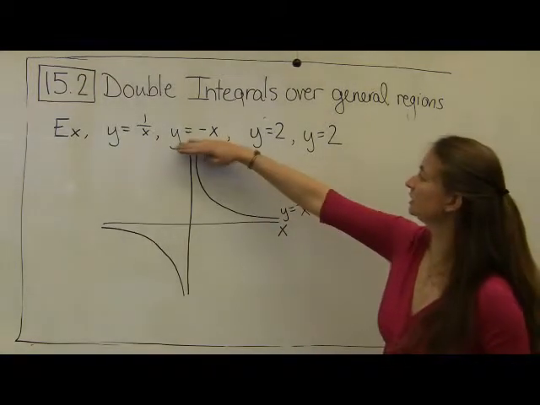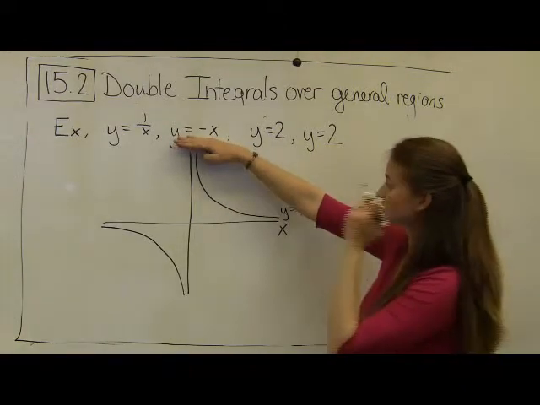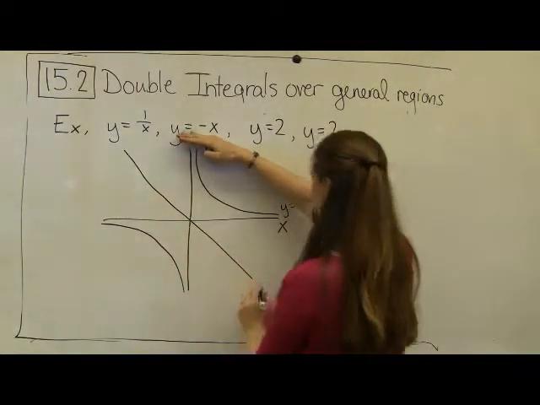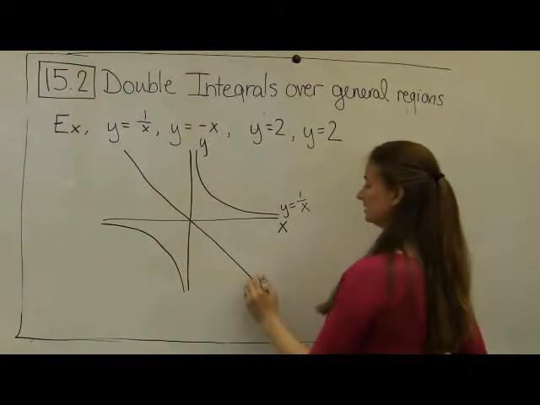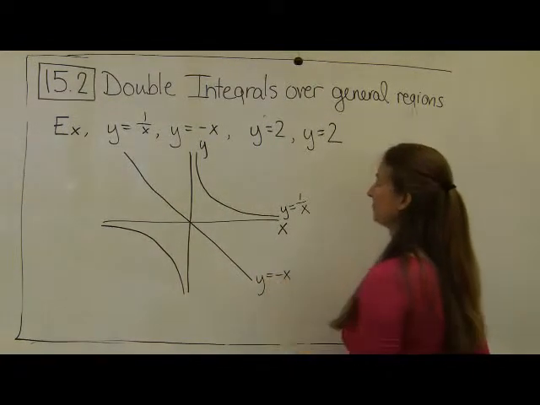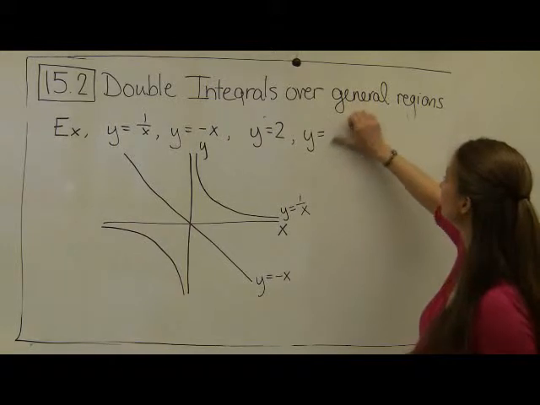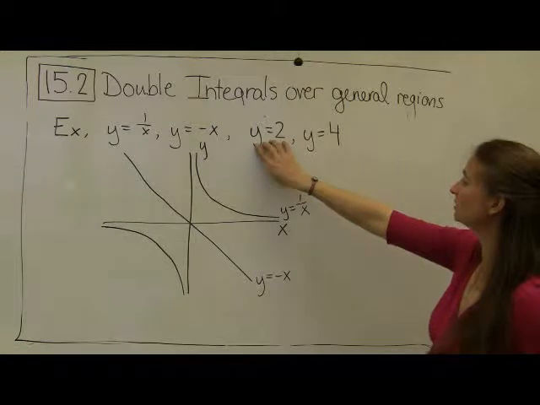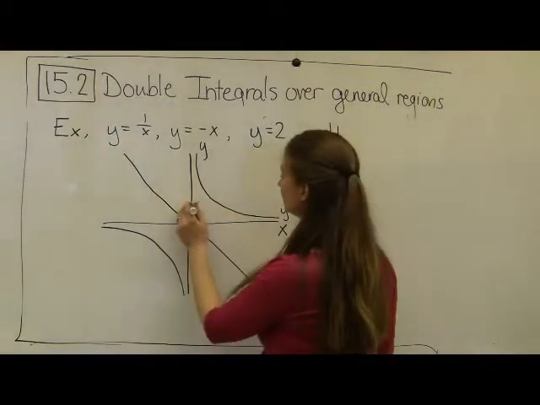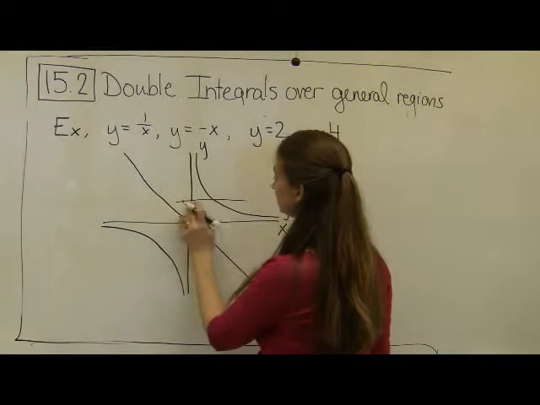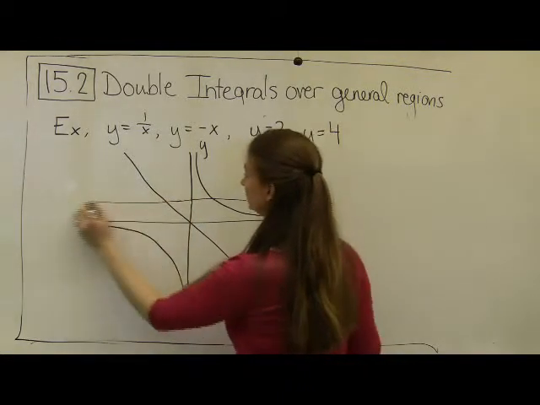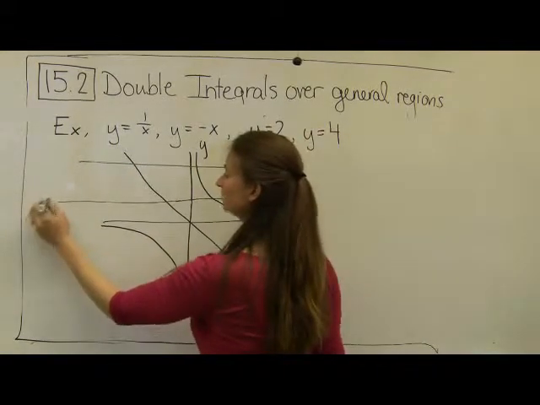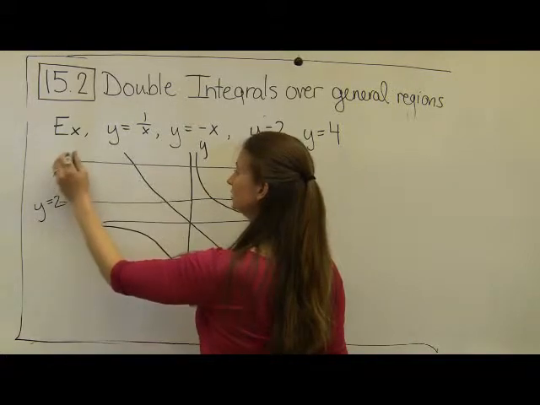I have another function right here given by y equals negative x. So that's just a negative line that goes straight through. A line through the origin that has negative slope 1. This is the line y equals negative x. I also, whoops, this should be a 4. Sorry. I also have the line y equals 2 as one of my bounds. And I have the line y equals 4 as one of my bounds. Y equals 2, y equals 4.